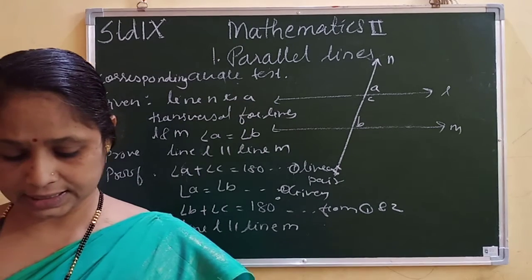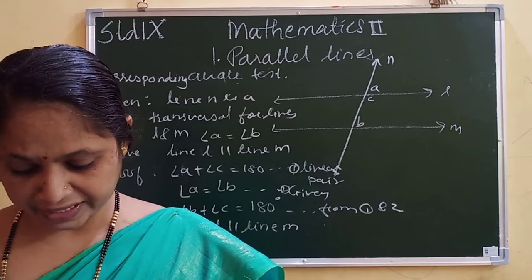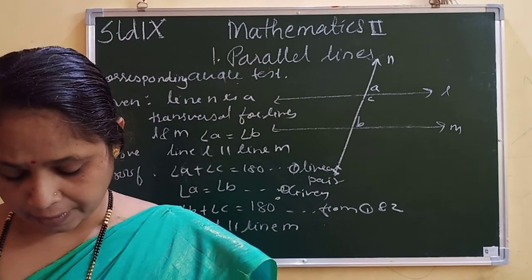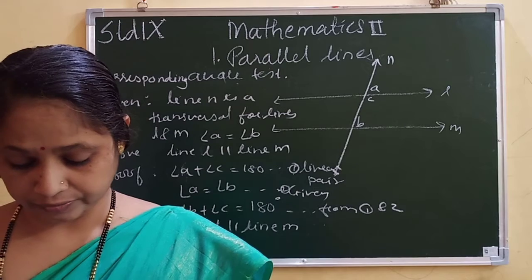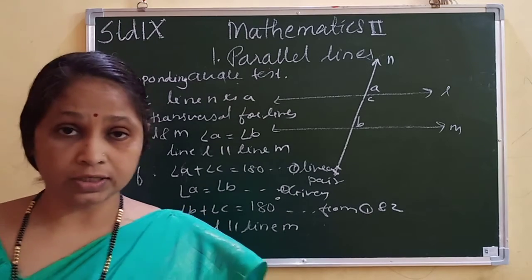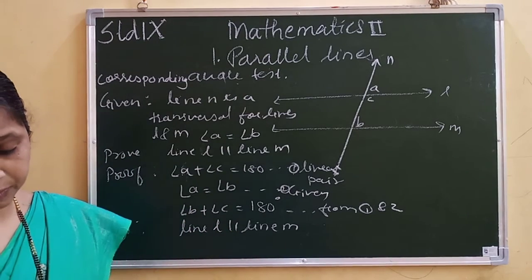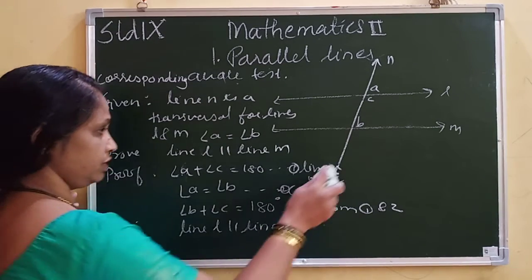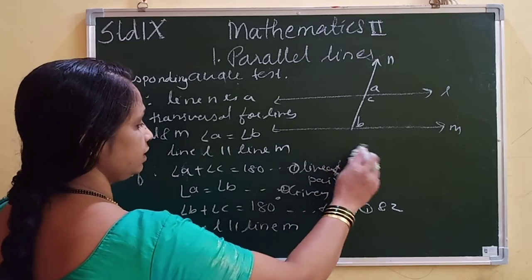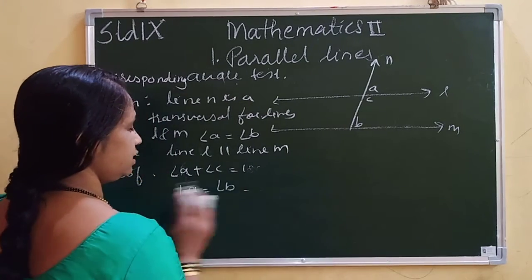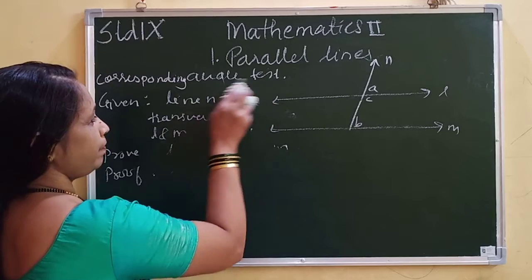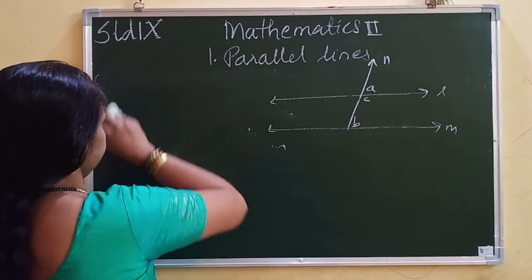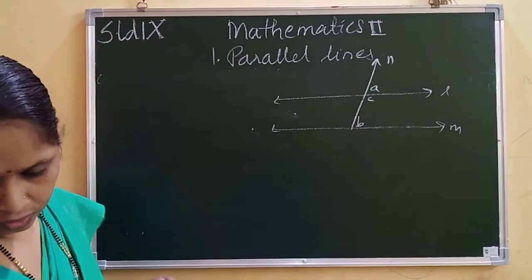Corollary 1, what does it test? If the line is perpendicular to the two lines in a plane, then the two lines are parallel to each other. Now suppose this transversal we have taken like this. So now what you will do is, this transversal will take perpendicular to the two lines. Okay, corollary test. Corollary 1.